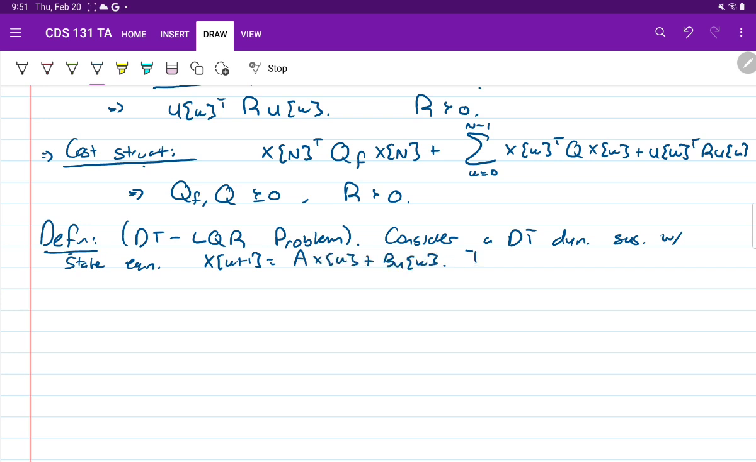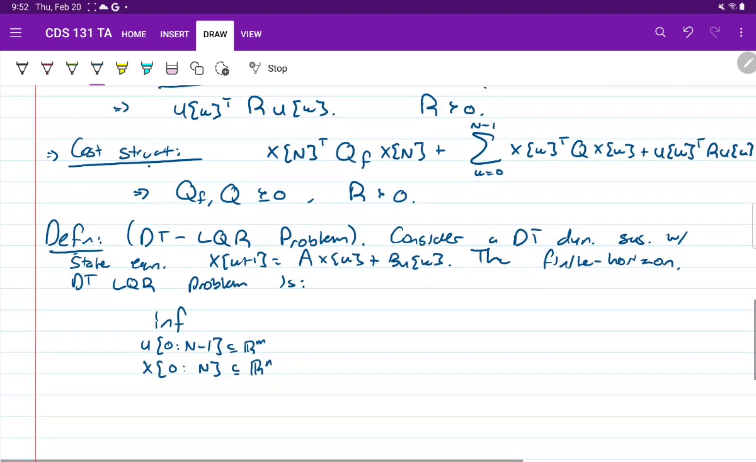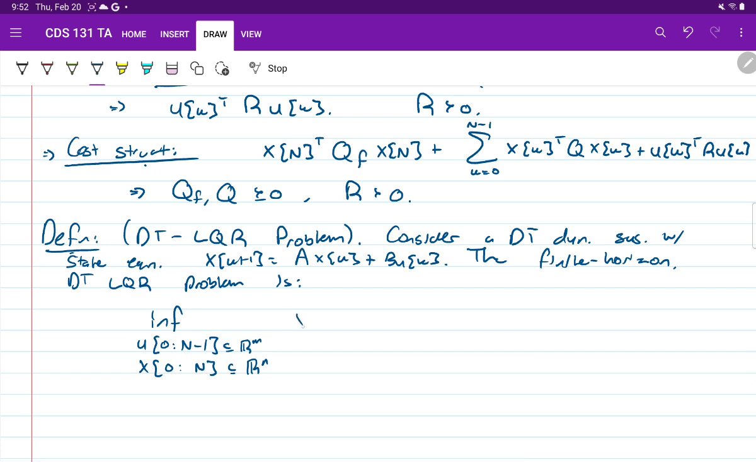All right, so the finite horizon discrete time LQR problem is going to be the problem of infimum over u going from 0 up until time n minus 1. And here we're just going to take the u's to be a subset of R^m, okay? So these inputs aren't actually restricted. We're going to go over x going from 0 up until time n, which is a subset of R^n. And we're going to penalize exactly this cost up here, okay?